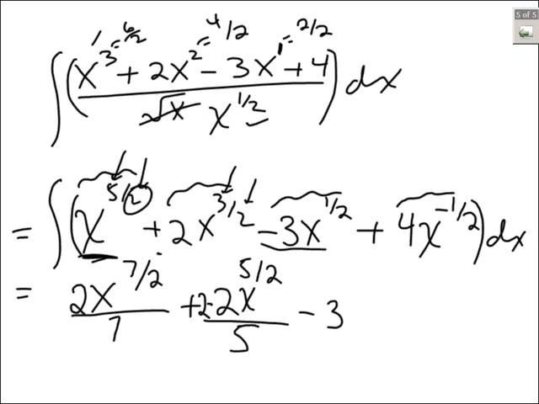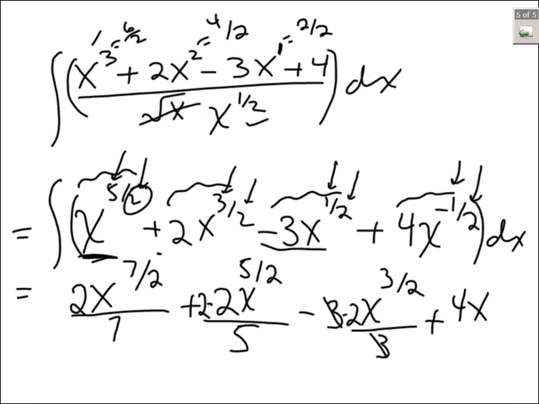Minus 3. The new power, the numerator will be 1 plus 2 or 3 over 2. And then I divide by 3 over 2. Coincidentally, the 3's cancel. Plus 4x. I add negative 1 and 2, I get 1 over 2. And then I divide by 1 over 2. Plus c.